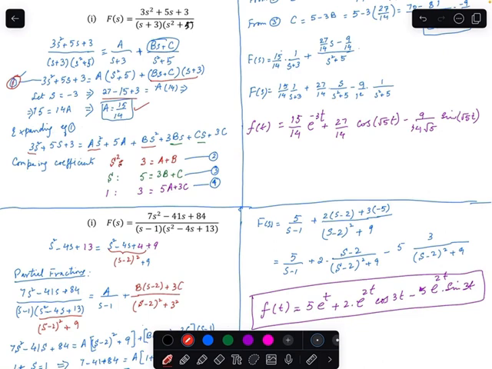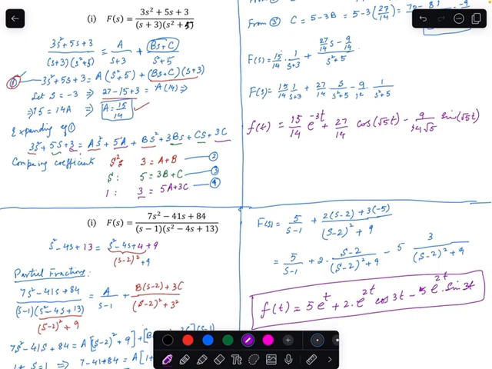Then we compare the coefficient of s. On the left hand side we have 5 for s, and then on the right hand side the two terms with s are 3B plus C. So that gives me equation number 3. And the last thing I compare is the constant terms on both sides. The constant term on the left is 3, and on the right hand side the constant term is 5A plus 3C. So I get equation number 4 there.